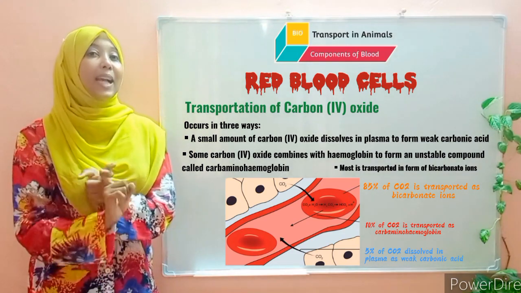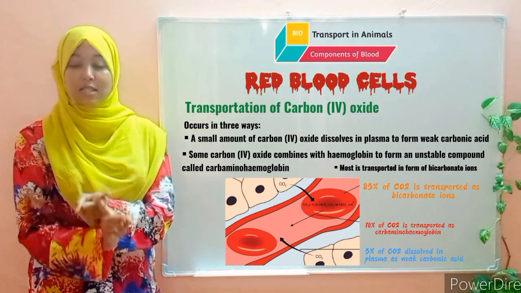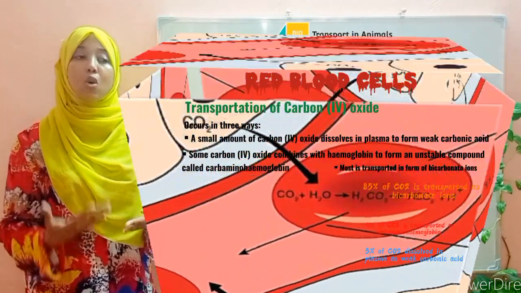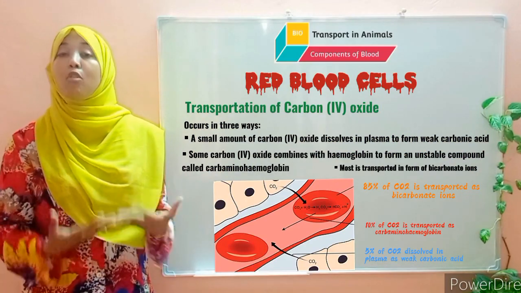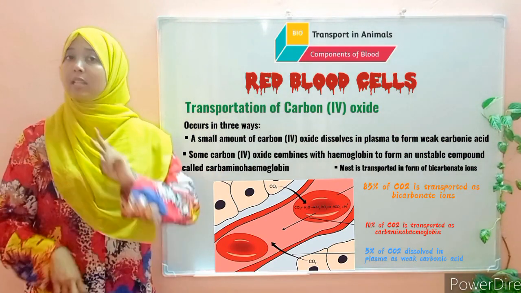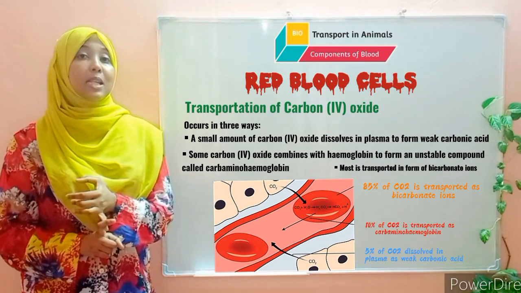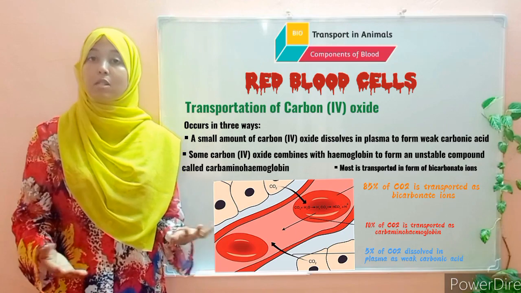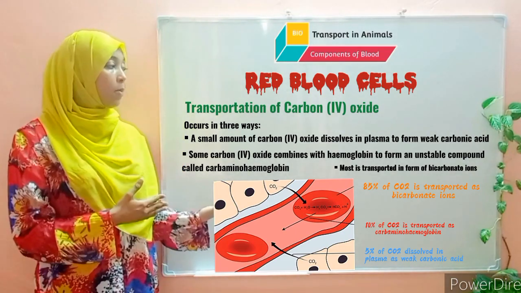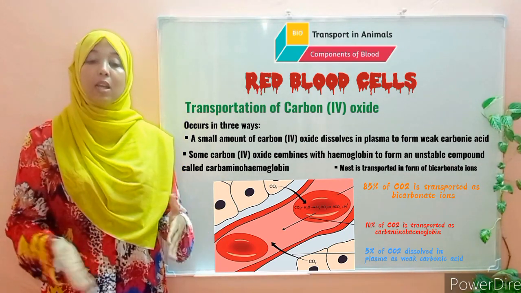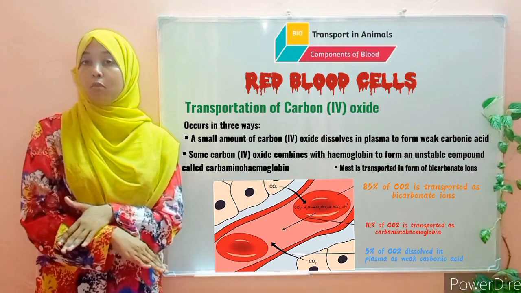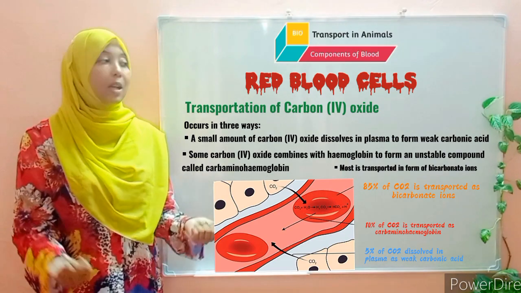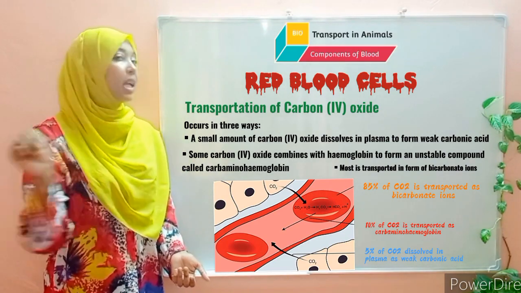One thing, again, a question that is frequently asked is this. What is the main advantage of transporting carbon 4 oxide in the form of bicarbonate ions? Actually, there are two reasons. Reason number one is that because of the presence of the enzyme carbonic anhydrase, it makes this whole process very efficient. The enzyme helps in the loading and offloading of carbon 4 oxide. This simply means combining and dissociation of carbon 4 oxide. So it makes the whole process very efficient.